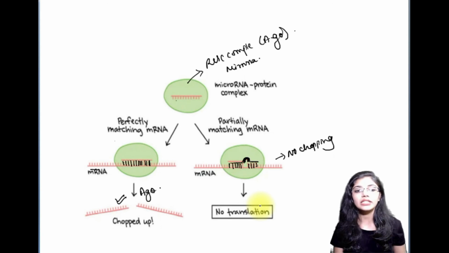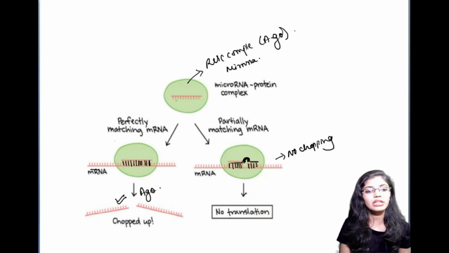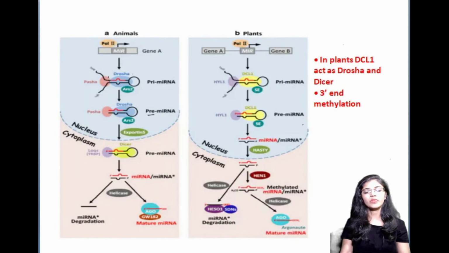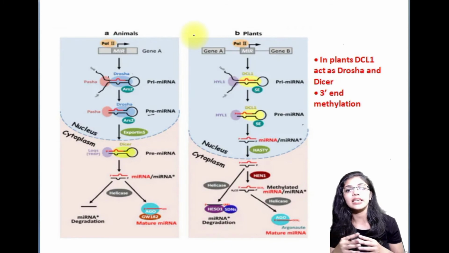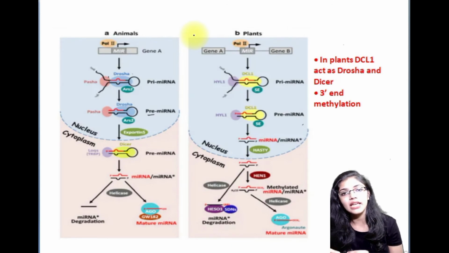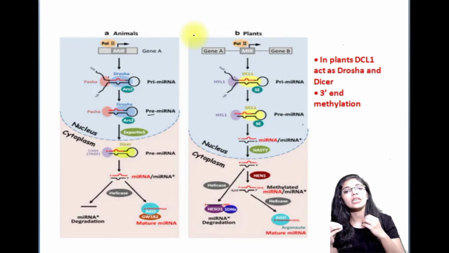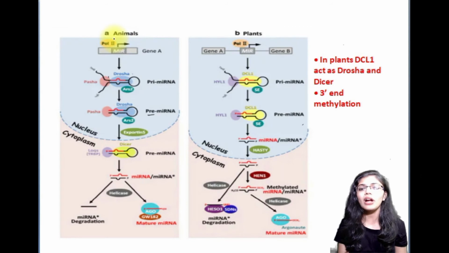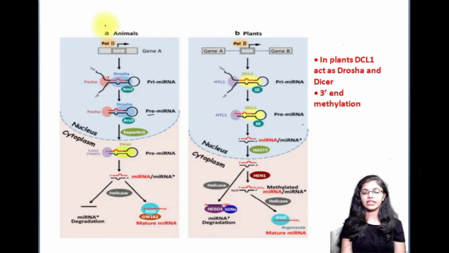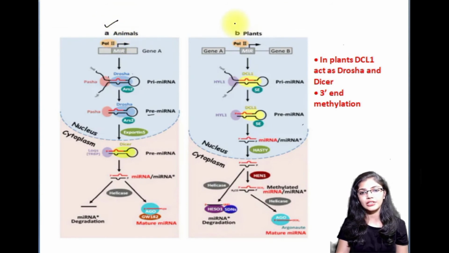So now we will discuss what is the difference between plant and animal silencing. In case of plants and animals, the silencing is done, but the only difference is with some of the proteins and the place where it is done. Okay, let us see the difference now. What happens in case of animals? This A is the animals and this is the case of plants. Let us see the difference.